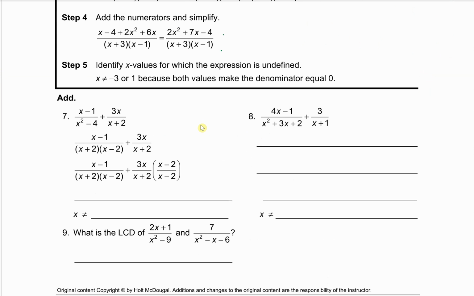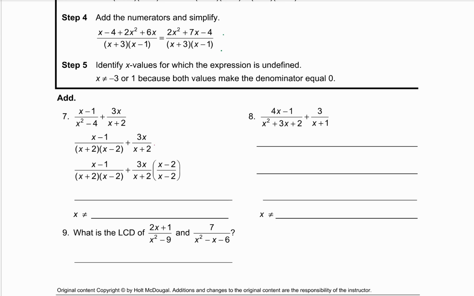Now, if we look at number 7, we have x minus 1 over x squared minus 4 plus 3x over x plus 2. They factor the first one, and they get x plus 2 times x minus 2. This other one already has an x plus 2, so we're going to have to multiply the top and the bottom by x minus 2.